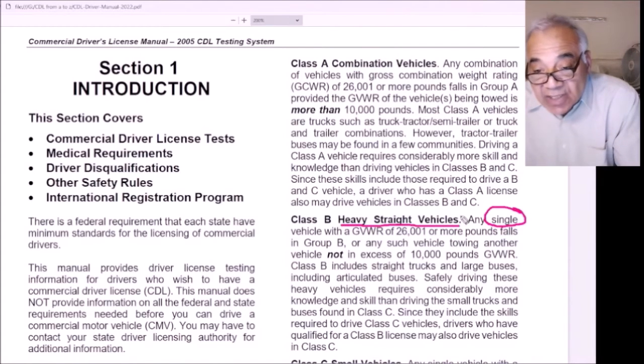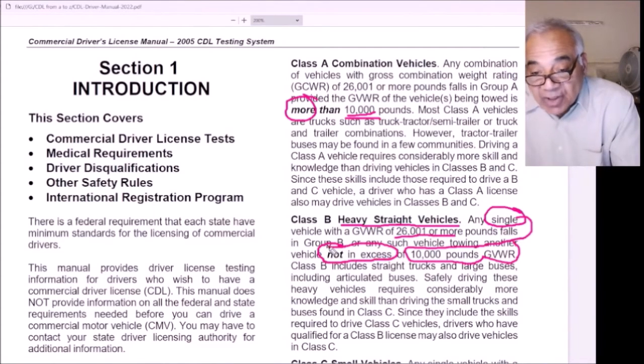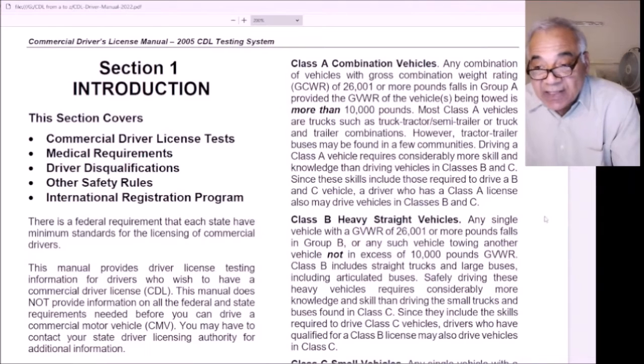Class B license: any straight vehicle, a single vehicle, that is 26,000 or more pounds, or if that single vehicle is towing a trailer that is less than 10,000 pounds. The difference between Class B and Class A is the weight of the trailer. In Class A the trailer has to be more than 10,000, and in Class B the trailer cannot be in excess of 10,000. And as we said, if you have a Class B license, you can drive Class B and Class C because the skill and the knowledge are more in Class B than in Class C.